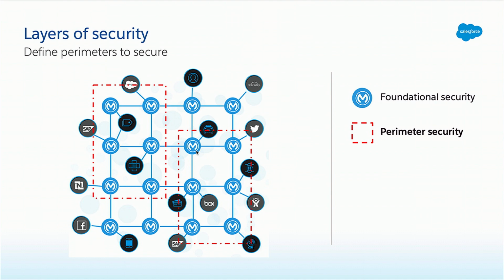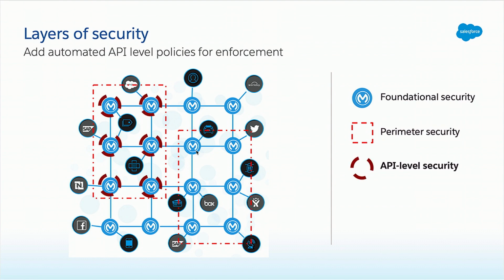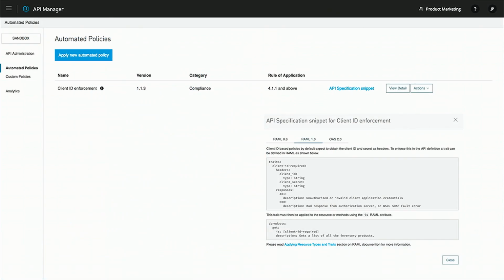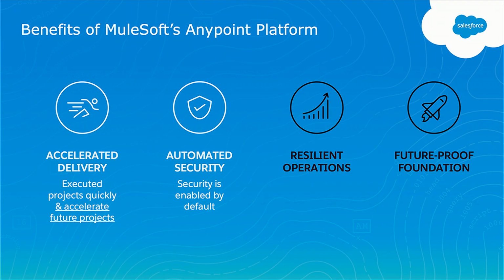Now, going even a layer deeper, you can also add API level policies. So on the API itself, you would add automated policies. For example, your IT requires every API to have authentication. You can add something like this, where you have the client ID enforcement added as an automated policy, which means that anytime an API is deployed, this policy is applied. So security is enabled by default for your organization.